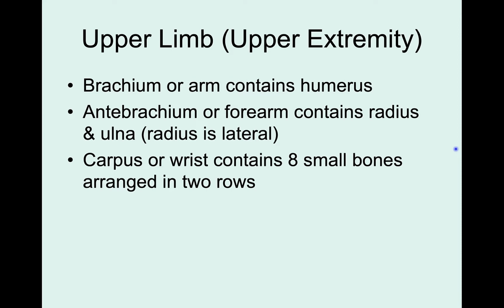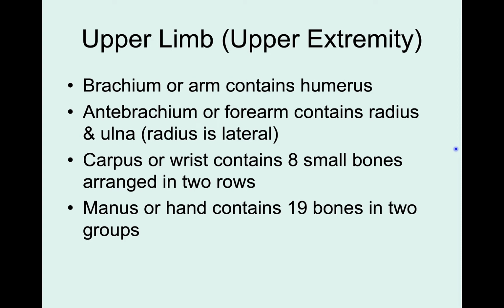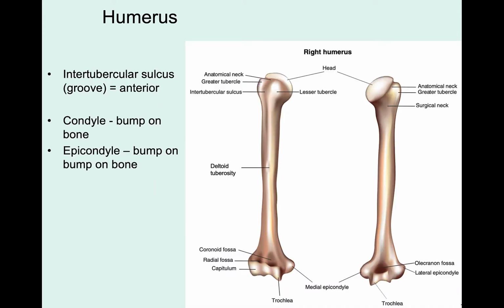Our carpus is our wrist. There are going to be 8 small bones in 2 rows that we'll learn today. And then our manus is our hand, and there are 19 bones in 2 different groups. Starting with our humerus, we're going to need to identify a right or left side. You can see in this diagram that it's labeled right humerus.